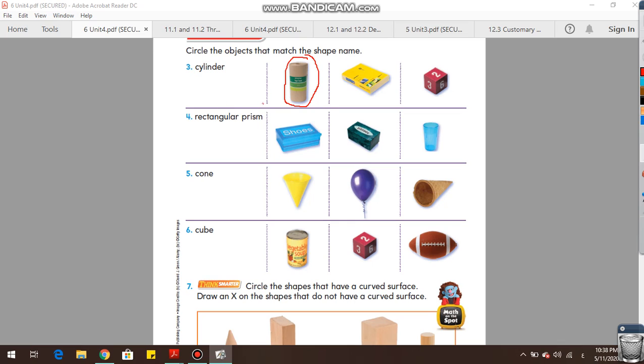Rectangular prism. Actually, I have this one and I have this one. So I have two shapes. Now cone, guys, think of an ice cream cone or a party hat, birthday hats. Okay, so I have also two shapes. Now cube, where is the cube? Yes, here it is.